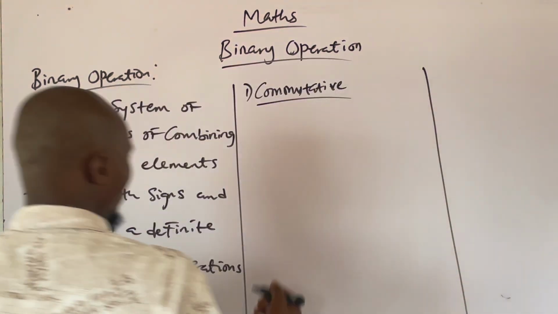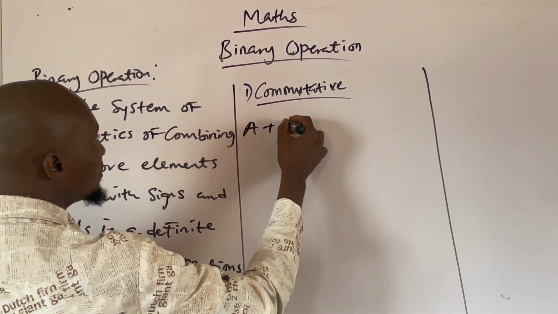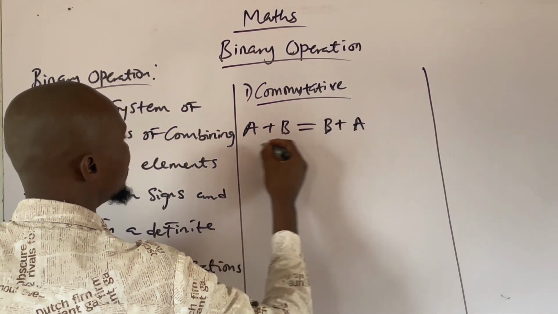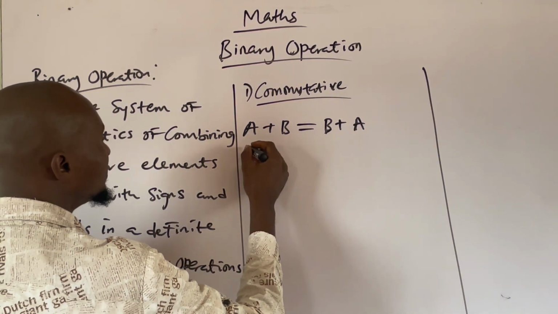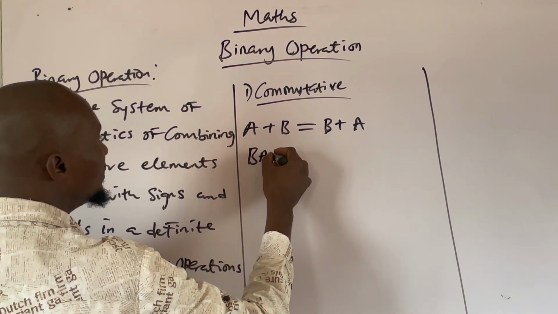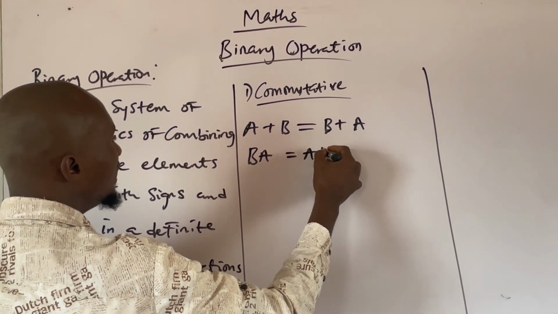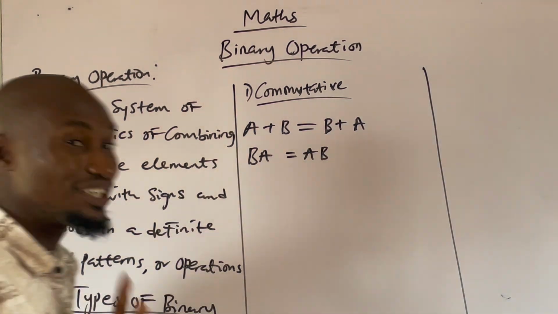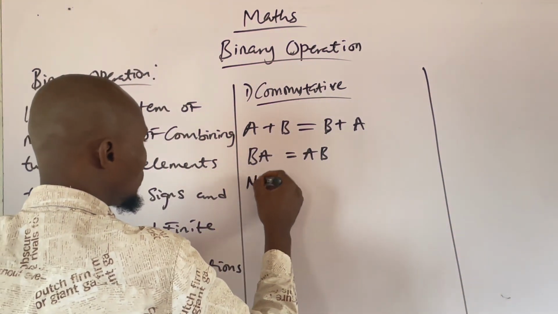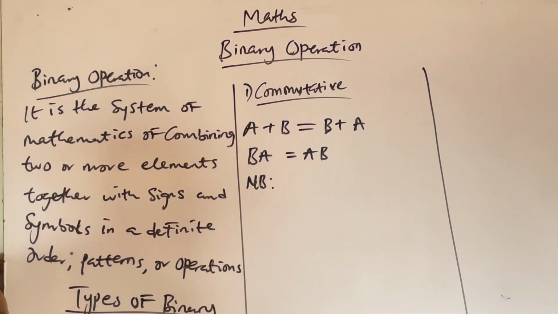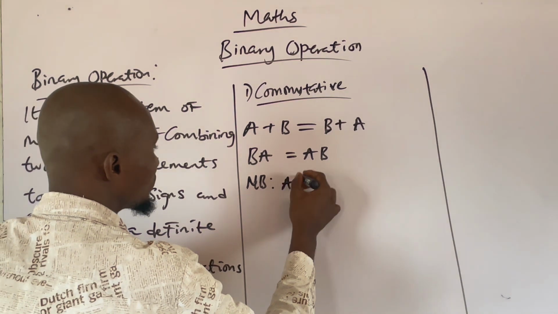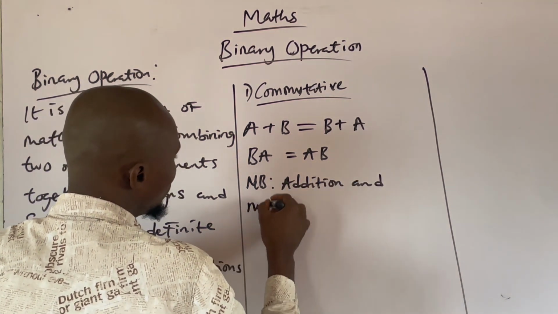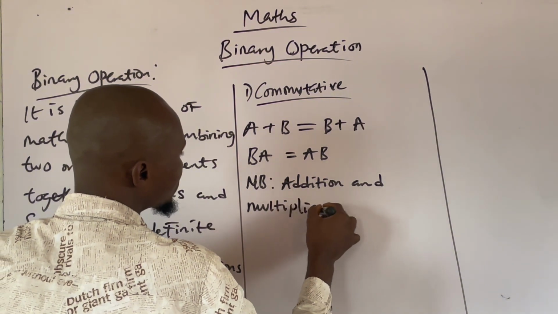Example, A plus B is equal to B plus A. Again, BA is equal to AB. Now, under commutative, take note of this. Note, commutative has to do with addition and multiplication.